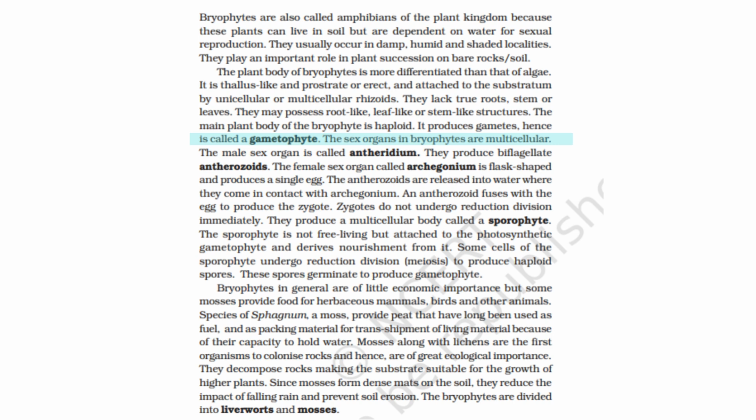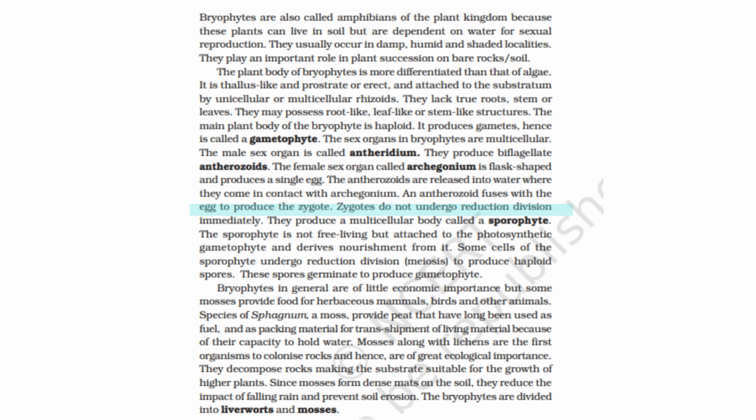The sex organs in bryophytes are multicellular. The male sex organ is called antheridium. They produce biflagellate antherozoids. The female sex organ called archegonium is flask-shaped and produces a single egg. The antherozoids are released into water where they come in contact with archegonium. An antherozoid fuses with the egg to produce the zygote.